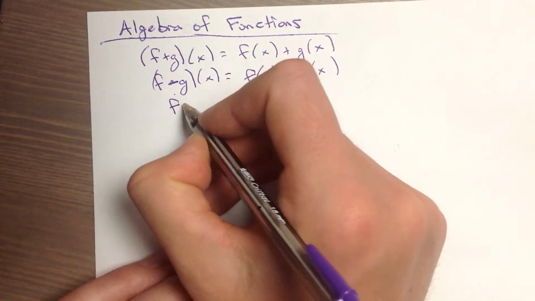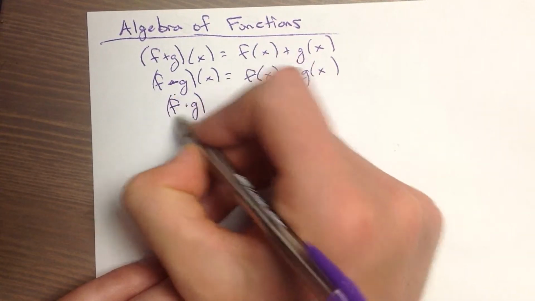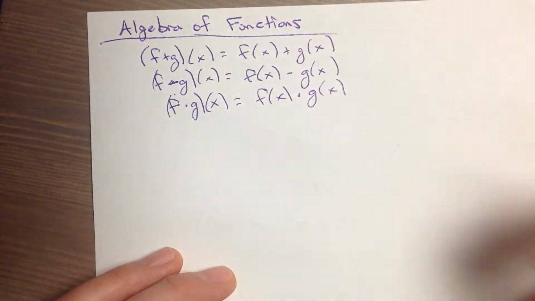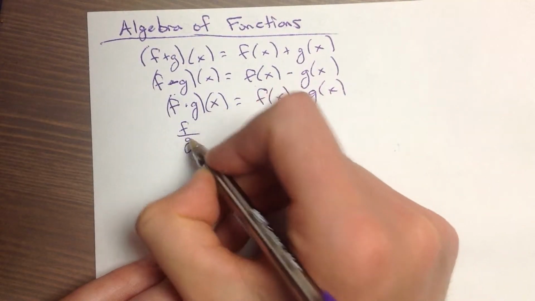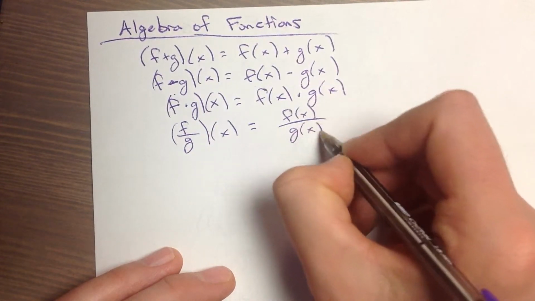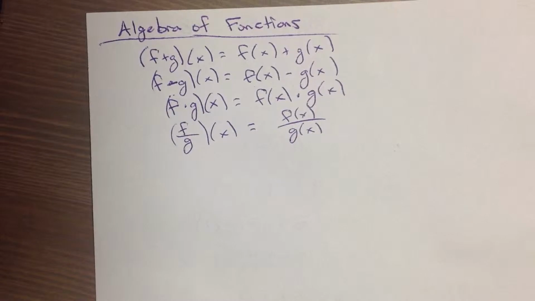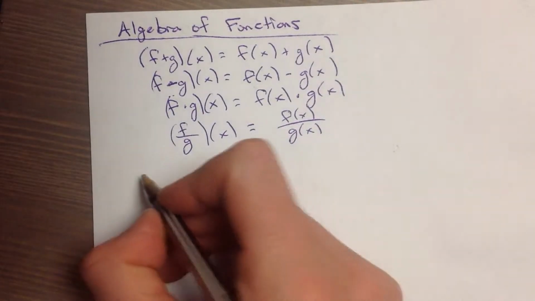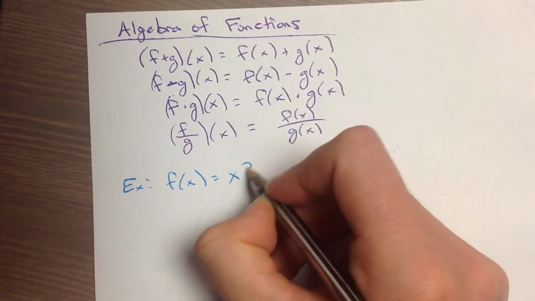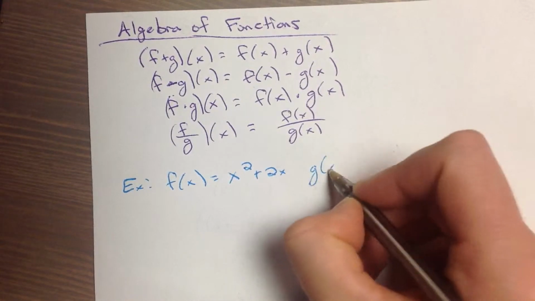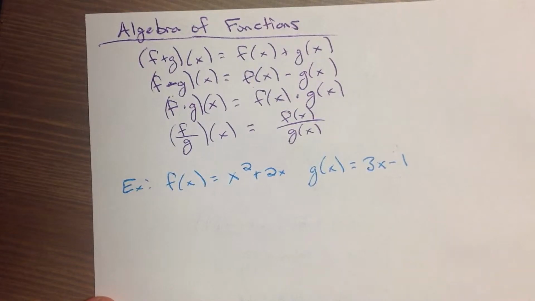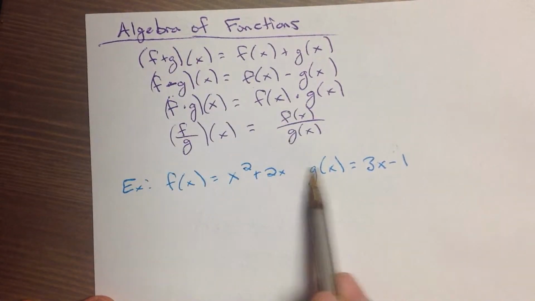Going along the same idea, if I want to multiply two functions together, that's just the two of them multiplied together. And lastly, if I want to divide two functions, that's just f of x divided by g of x. So what this looks like, if we're given two functions, say f of x is equal to x squared plus 2x, and g of x is equal to 3x minus 1, this means that I can figure out these things given two separate functions.